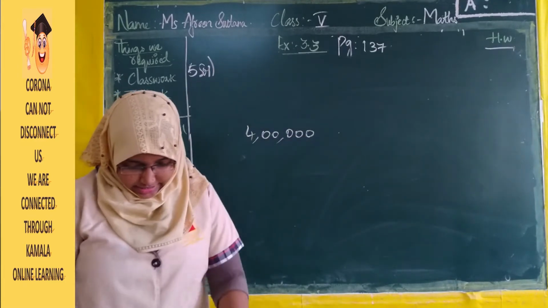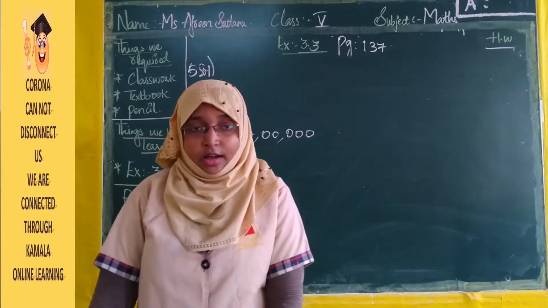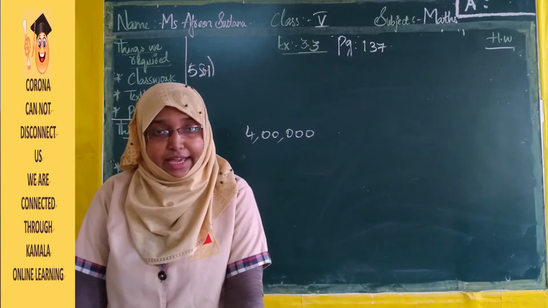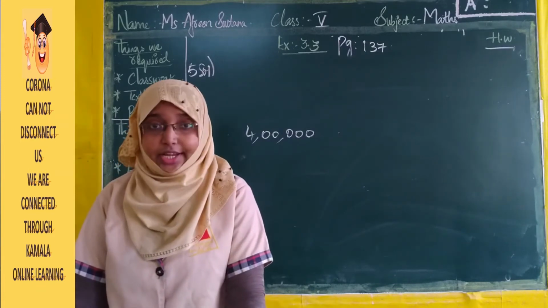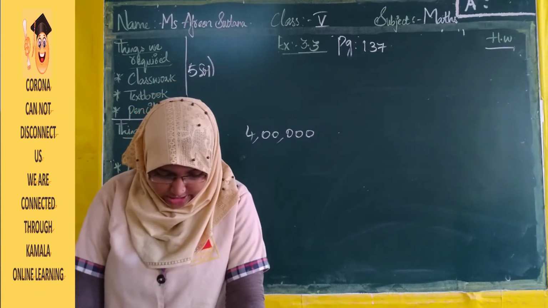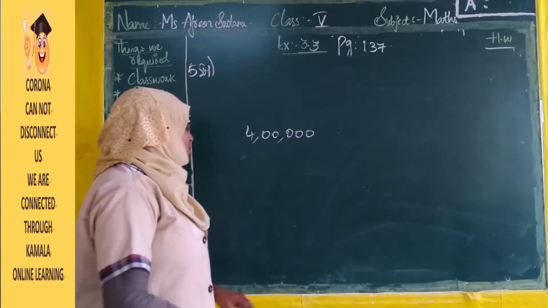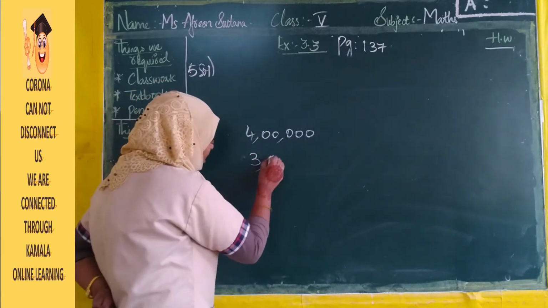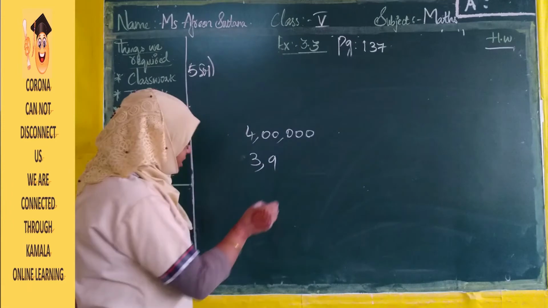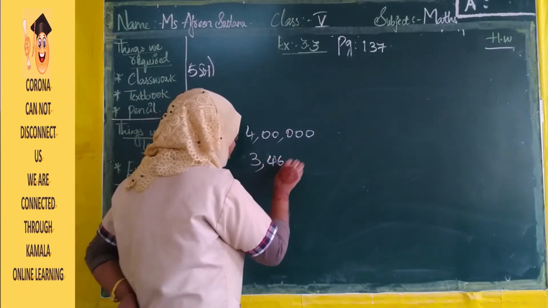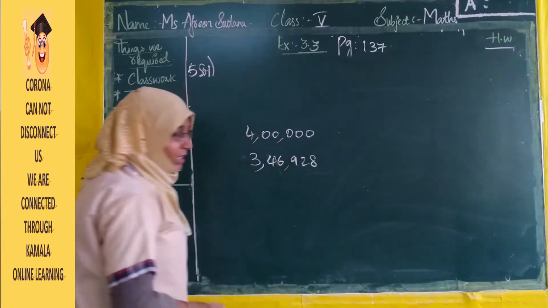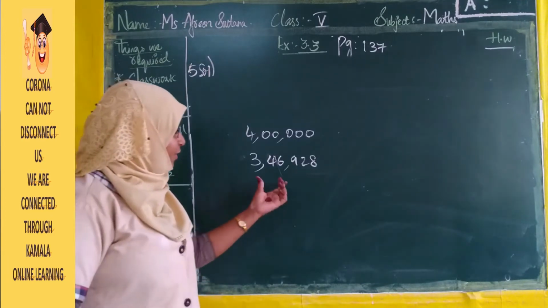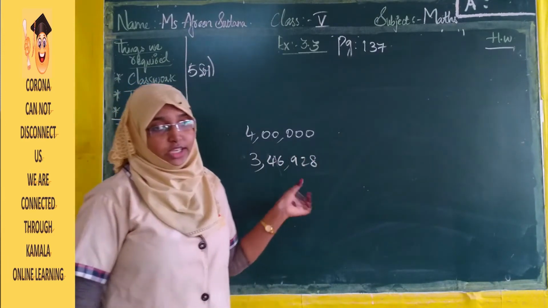But here they have given about Vinayak. If Vinayak has completed 3,46,928 hours, how many more hours does he need to qualify for promotion? He has already completed 3,46,928 hours. To qualify for promotion, how many more hours does he need?